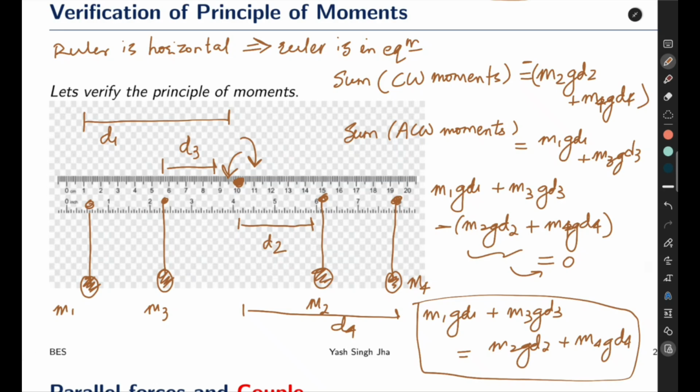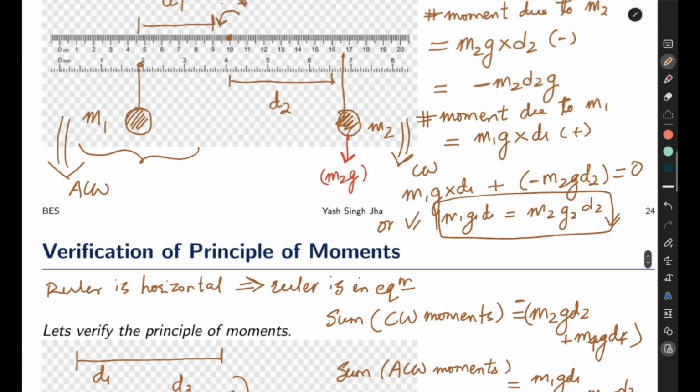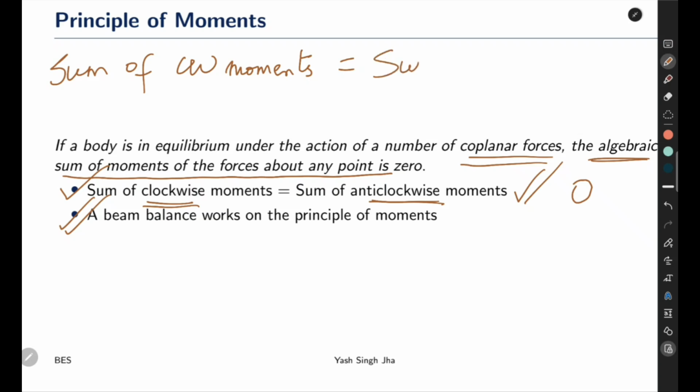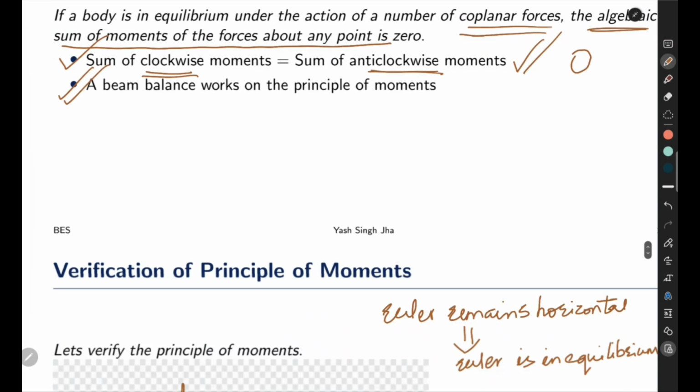So the principle of moments is what? It states the sum of anti-clockwise moments equals the sum of clockwise moments. Principle of moments is just this: the sum of clockwise moments is the sum of anti-clockwise moments. Moving on.